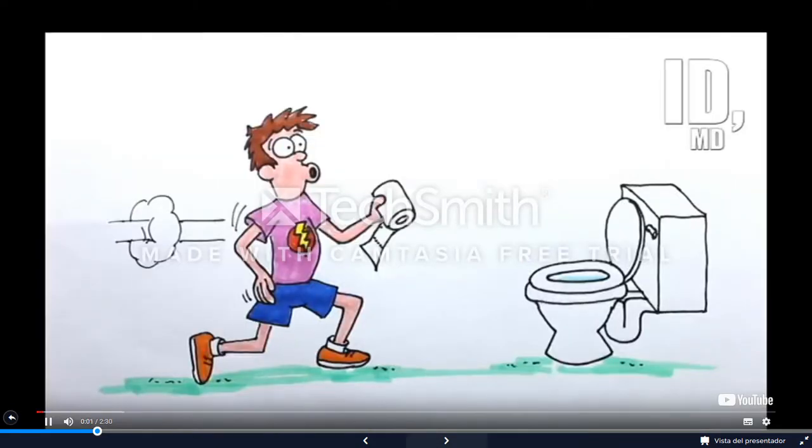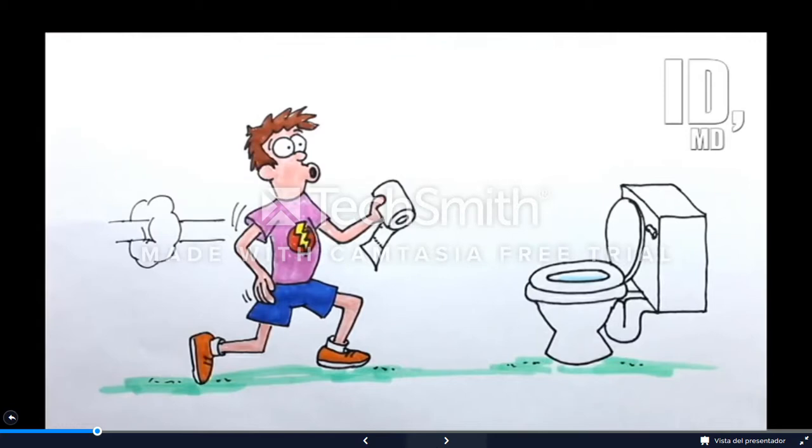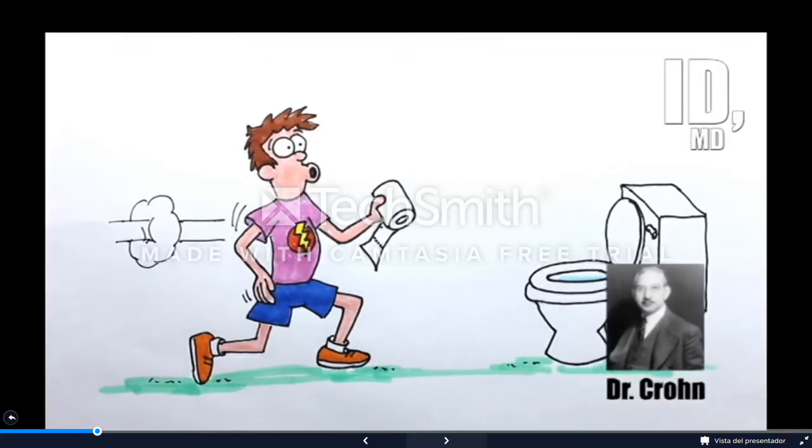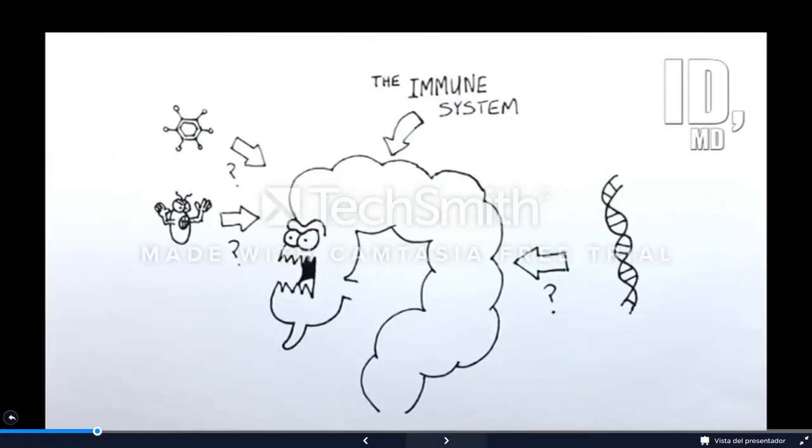Crohn's disease is one of two major types of inflammatory bowel disease. It was named after some really smart guy who lived a long time ago, but I can't remember his name. Any person at any age can develop Crohn's disease, but it is rare in young children.